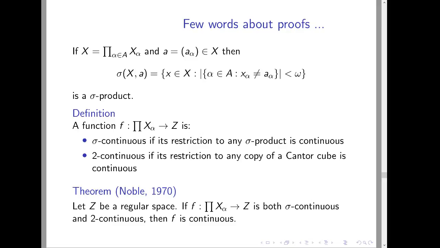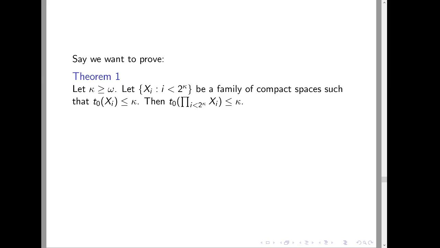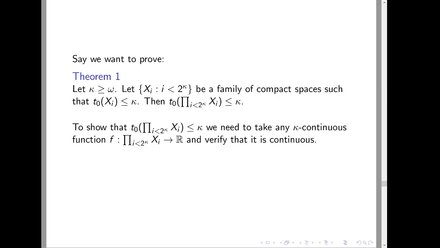We will use this theorem, and here is how. Say we want to prove this theorem 1, where we have 2 to the kappa many factor spaces, and the functional tightness of each of them is bounded by kappa. We would like to show that the functional tightness of the whole product is also bounded by kappa. What do we have to show? By definition, we need to take any kappa continuous function and check that it is continuous.